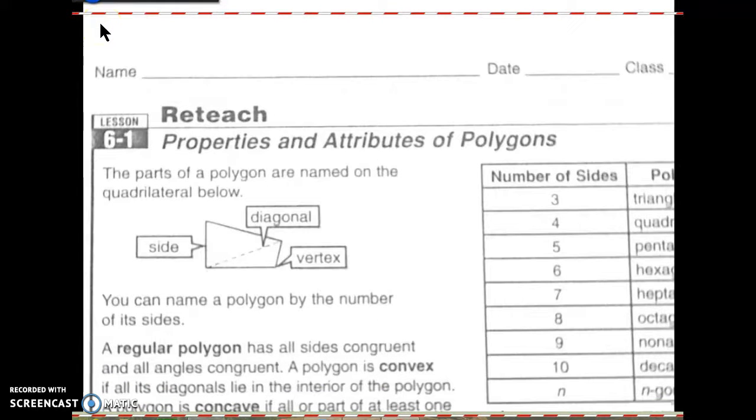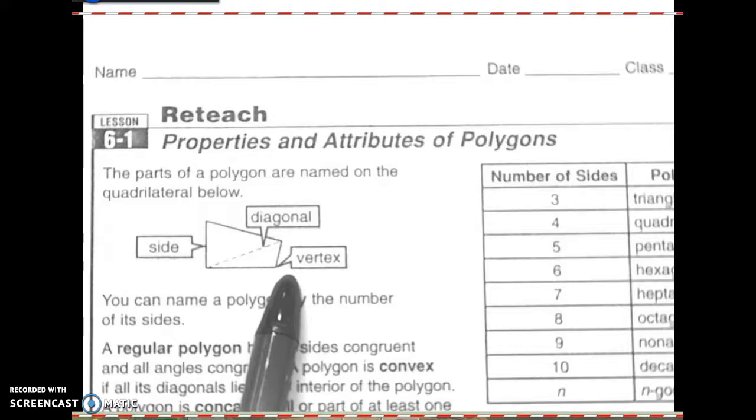Today we're looking at the reteach for 6-1, our properties and attributes of polygons. Remember, polygons just mean straight line segment figures. So we're looking at a polygon. It has sides, just like triangles. Triangles are a type of polygon. The place where the sides meet are the vertex.